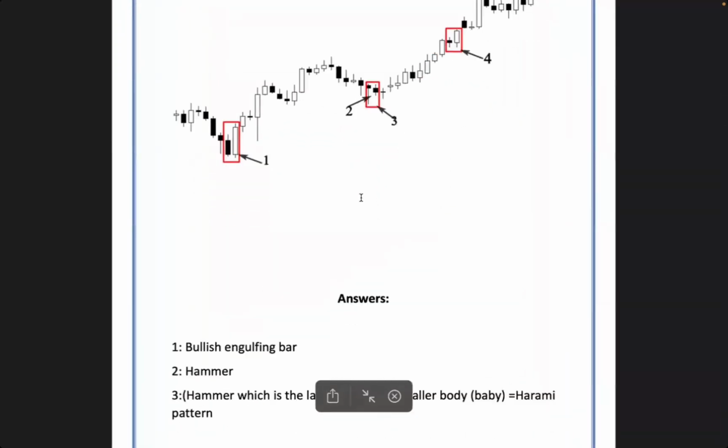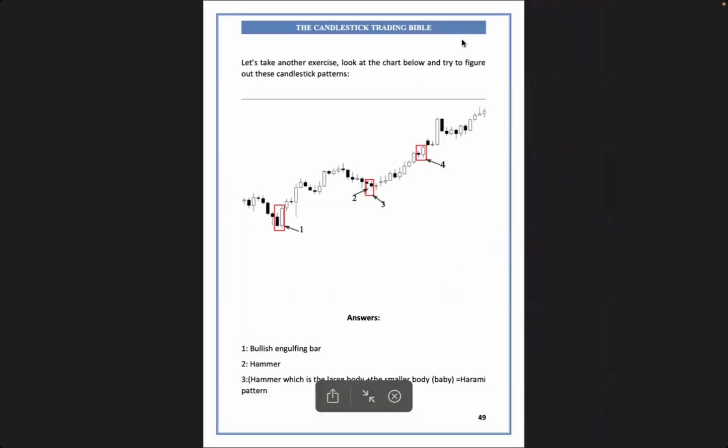Two is the hammer. Remember the hammer when there's a retracement. Usually when you see this sort of pattern, it indicates that sellers pushed the price all the way down, and buyers pushed it all the way up at the end of that particular time frame, so it indicates reversal. What happened right after, we can see, means that this was the end of retracement, and then price continued going up.